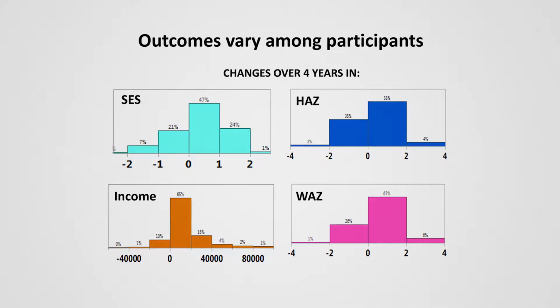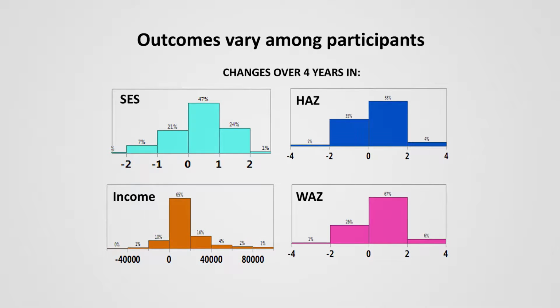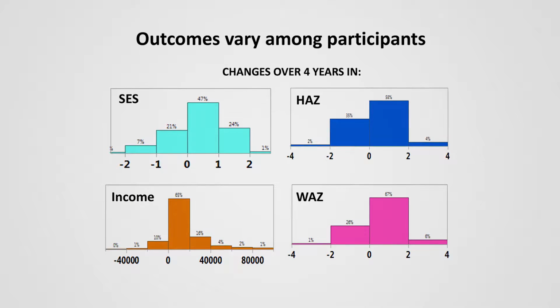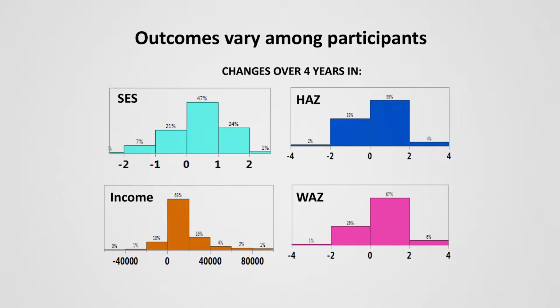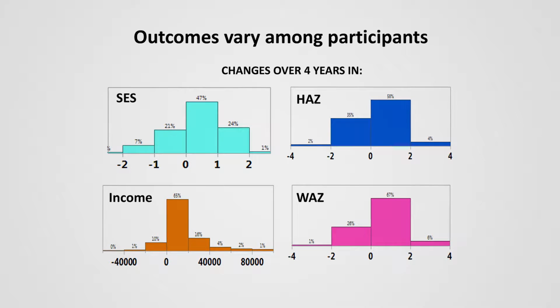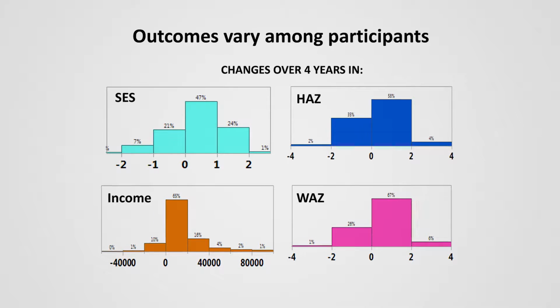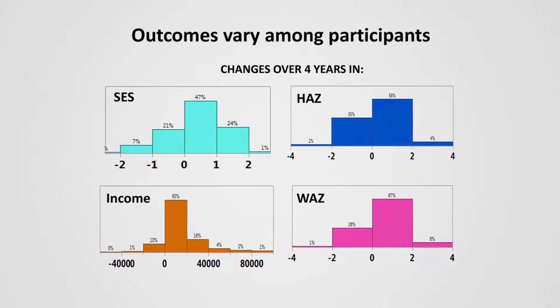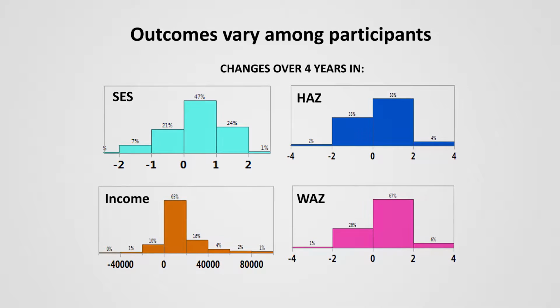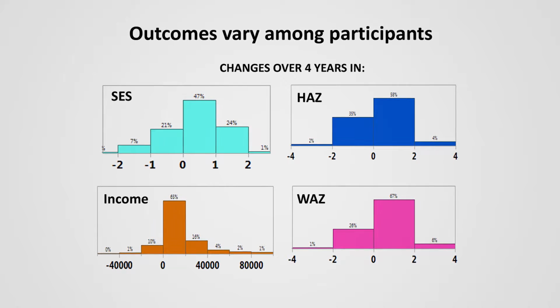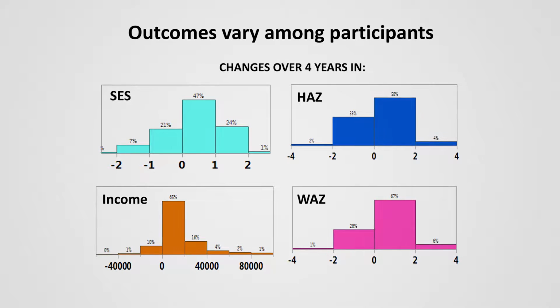What you see on this slide is the change over 4 years in socioeconomic status, income, height, and weight Z-scores for children living in households where the family was participating in the Heifer activity. And you can see for each one of these outcomes, there's quite a distribution in terms of the change in each of these measures over the 4 years of the project period.